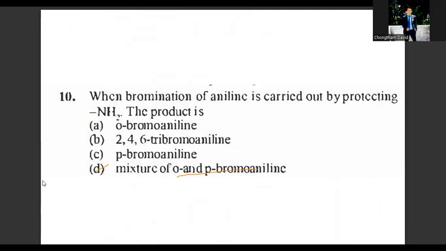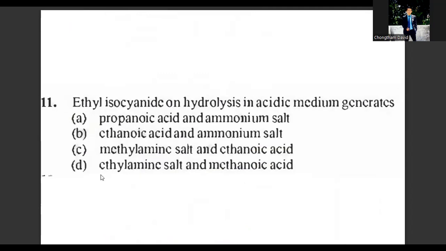Okay. Let's see question number 11. Ethyl isocyanate on hydrolysis in acidic medium generates. You can write the structure and give the answer for this question. CH3CH2NC. This is ethyl isocyanide. It will have a foul smell. In the acidic medium, this gives your primary amine plus acetic acid.